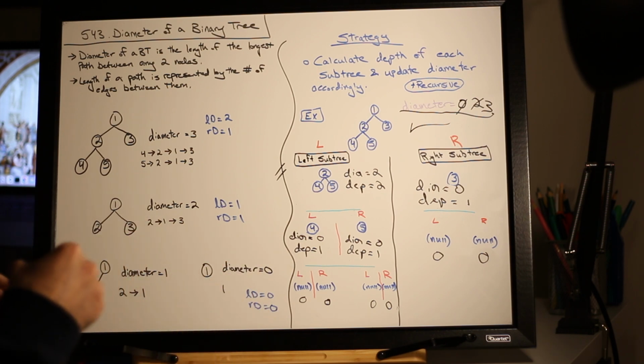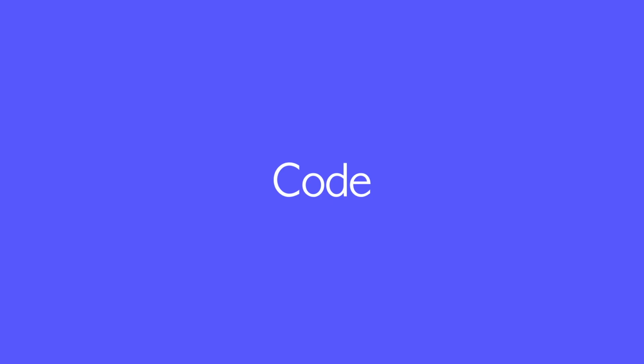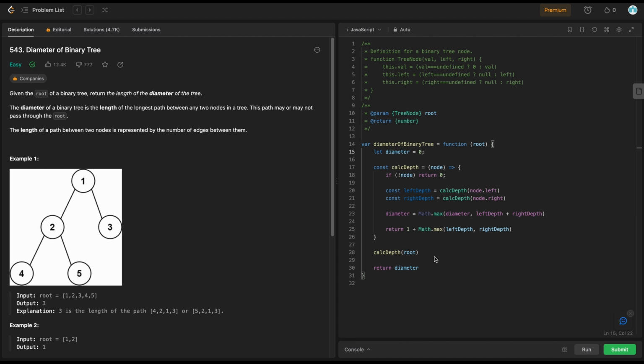So now that we have all this, we can come up with a coding solution, which I'll show you in a second. Here is the code to our solution. So we're going to have a function called diameter of binary tree that's going to take in the root of the tree. We'll initialize a diameter variable to 0.